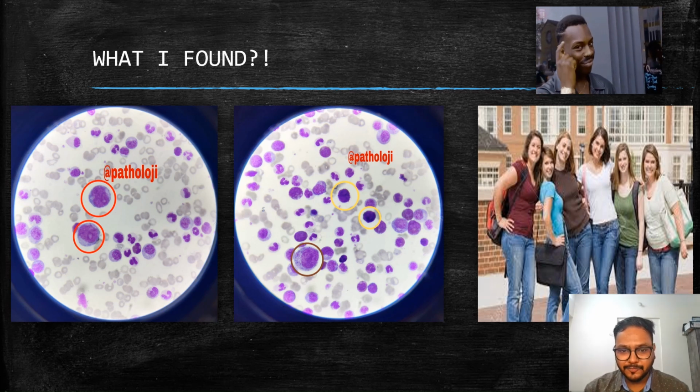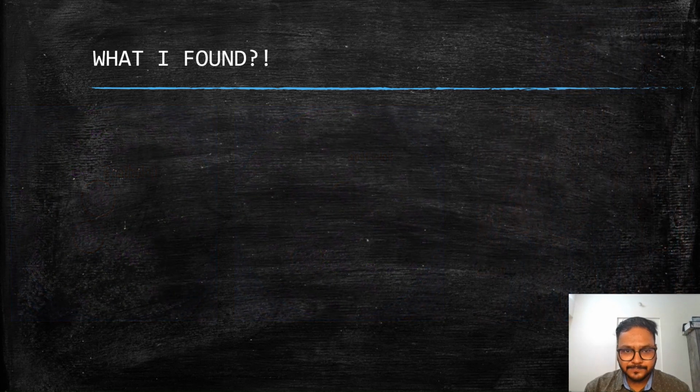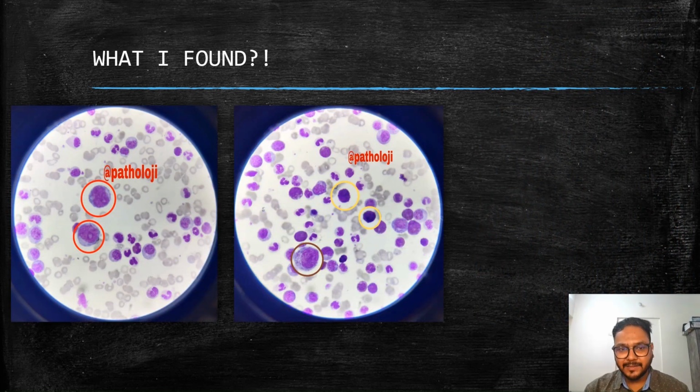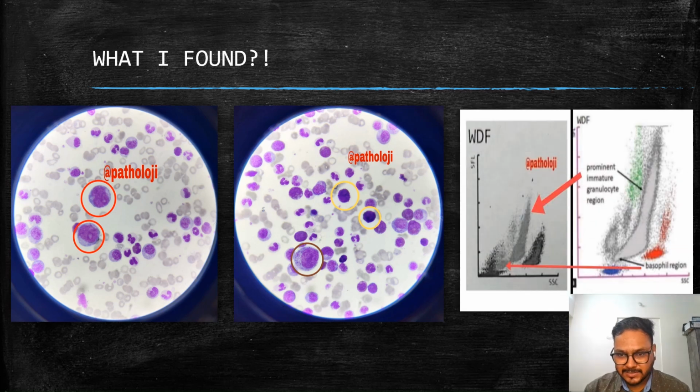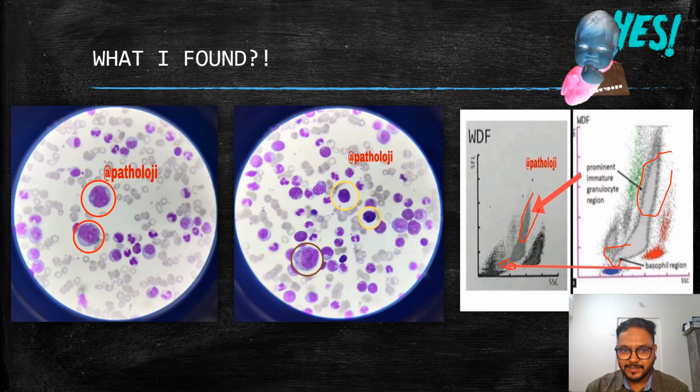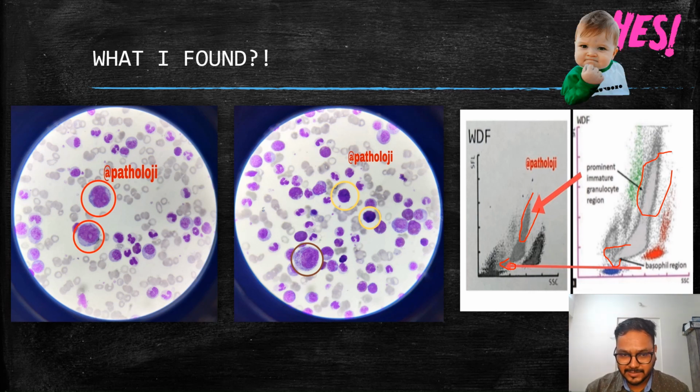So we thought this to be a CML case, CML chronic phase. We thought, let us look at the scattergram as well. So when we saw the scattergram, it exactly matched the scattergram which I had shown you before. That is, prominent immature granulocyte region. Here you are seeing a prominent immature granulocyte region. Here is a prominent basophil region. Here also we can see a prominent basophil region. So when our findings correlated, we were like, yes, finally we have found something which has correlated as well.